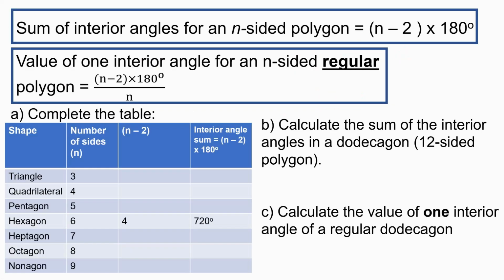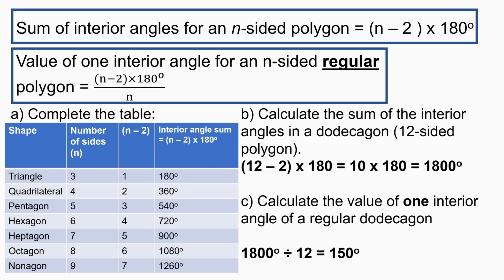In general, the sum of the interior angles for an n-sided polygon is n minus 2 times 180. The value of one interior angle for a regular n-sided polygon is just going to be this divided by n. Have a go at completing the table and then have a go at questions B and C. Pause the video now, have a go, and when you're ready for the answers, press play.